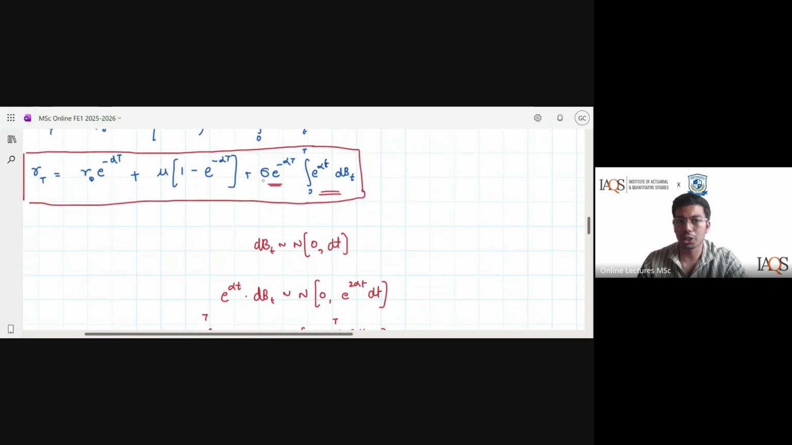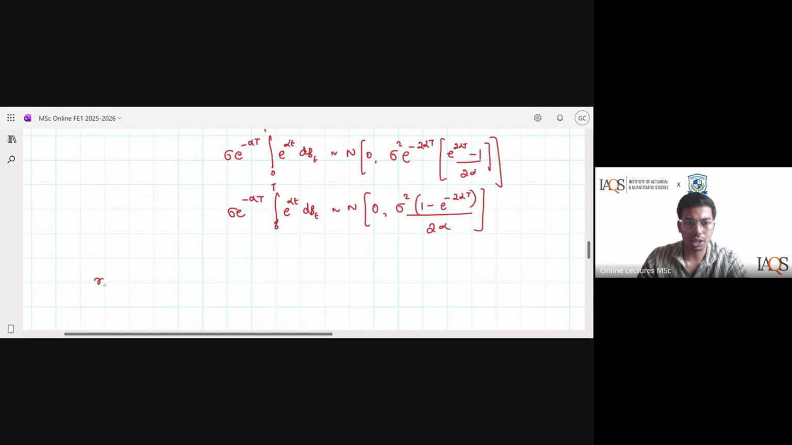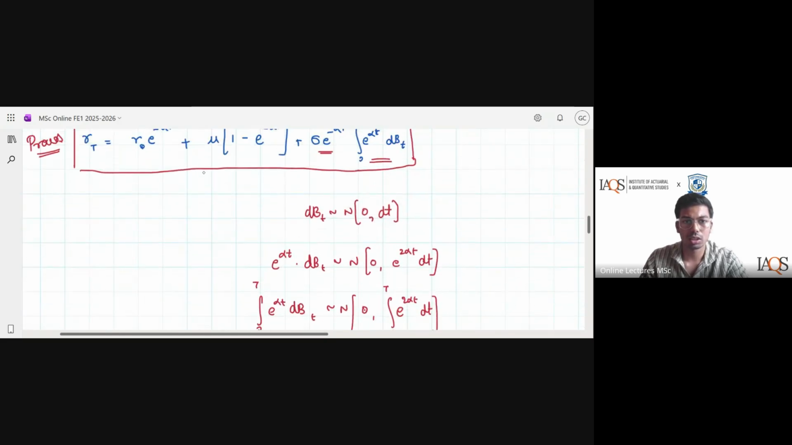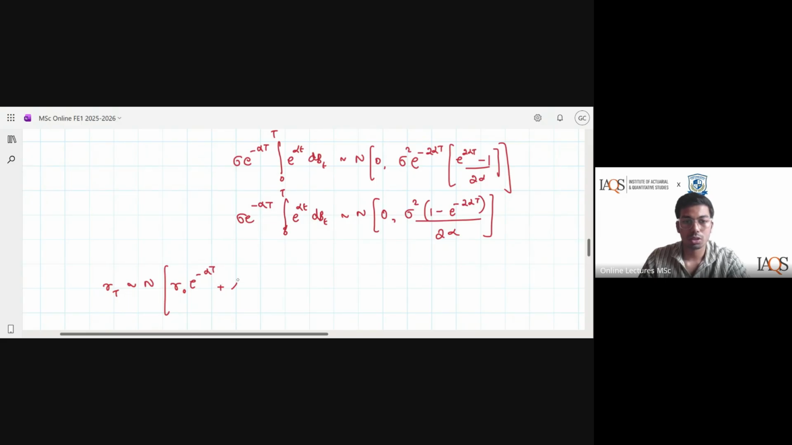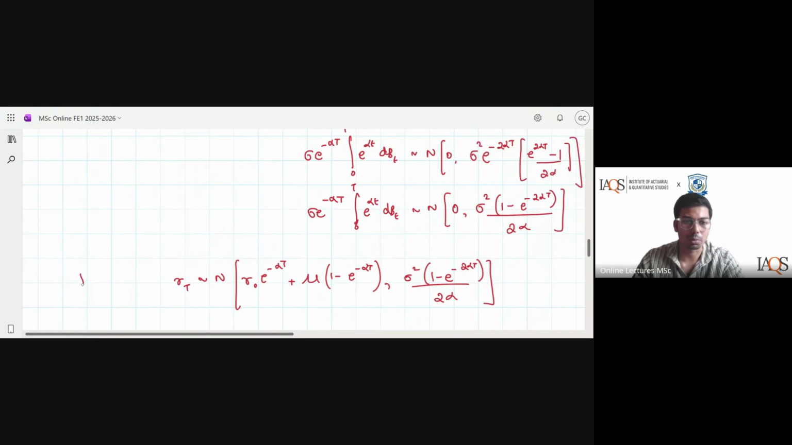Everything related to multiplication is done. I'm adding this entire thing, and whatever I add gets added to the mean. So can I say r_T follows normal distribution with mean r_0 e^{-αT} plus μ into (1 minus e^{-αT}), and variance σ² into (1 minus e^{-2αT}) by 2α. This is nothing but your distribution.